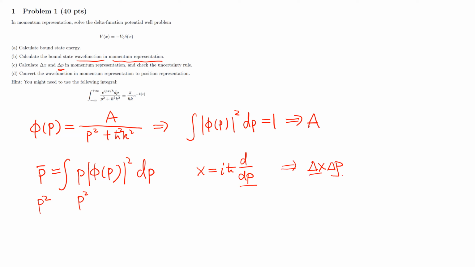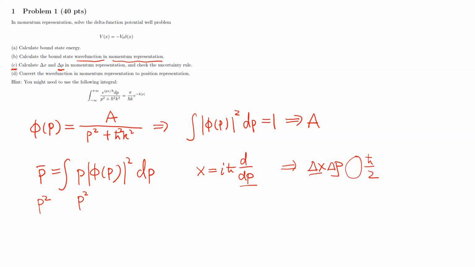So you should check by comparing with h bar over 2. Is it bigger or smaller? That is checking the uncertainty principle, which should be satisfied. Okay, so that is part C.